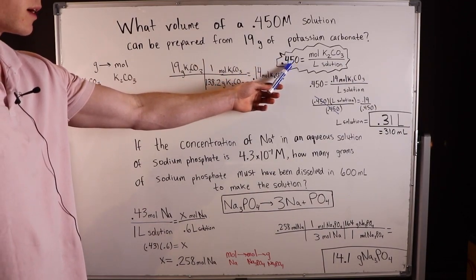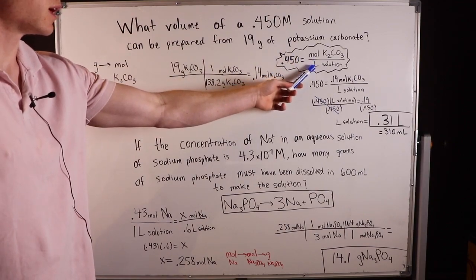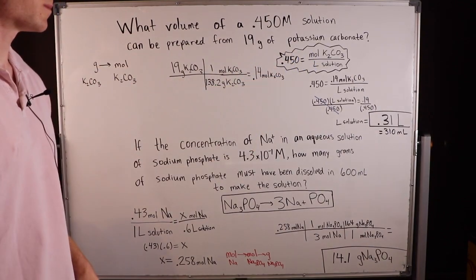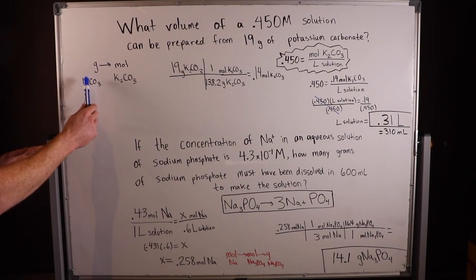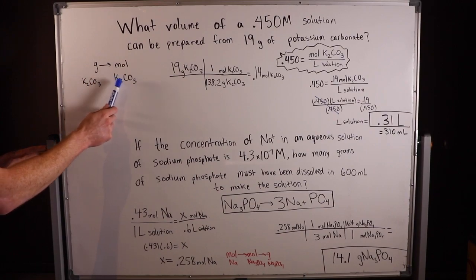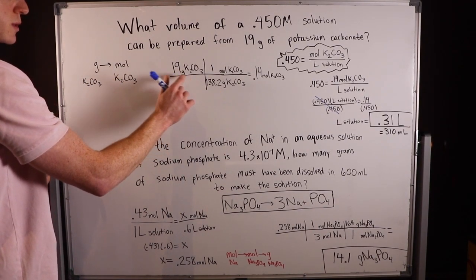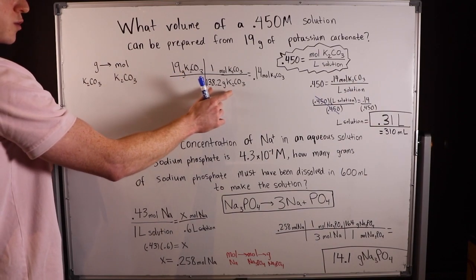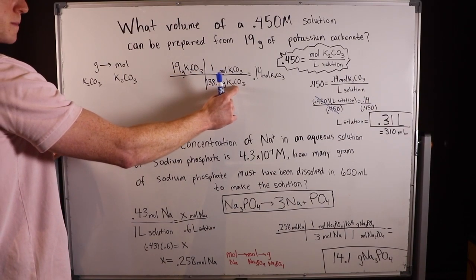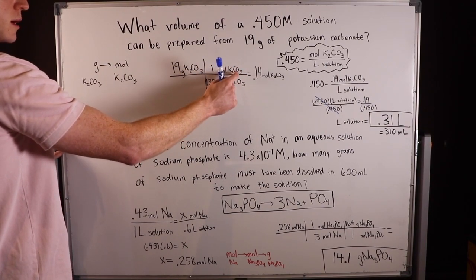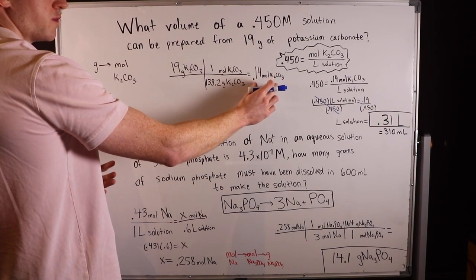So we have the molarity, they want volume, so they want liters of solution, so we need moles somehow, right? How do we get moles of potassium carbonate? Well, we know we can go easily from grams of potassium carbonate to moles of potassium carbonate by simply doing this conversion here. So we do 19 grams over the molecular weight of potassium carbonate, and then these units cancel out, and then we're left with moles of potassium carbonate on top. And you end up with 0.14 moles.